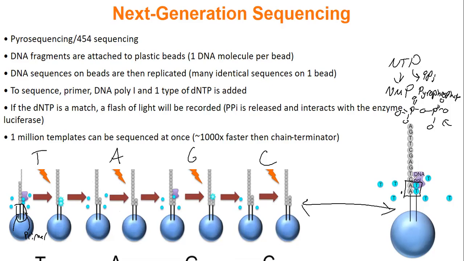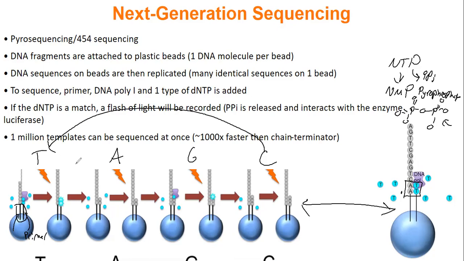So if we add A's, A is not going to bind to C, so nothing happens. No flashes of light. So then we wash away all the A. Then we add our G nucleotide and we get one flash of light because the residue was C. So G is added, wash G away. Add C's, nothing happens. Repeat the process.